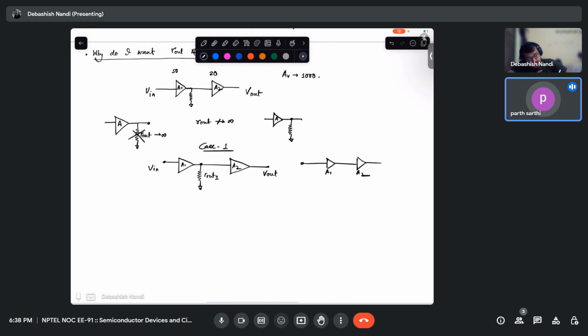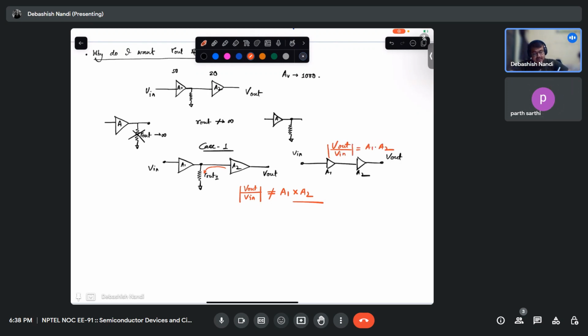If R out is there, then a path is there to loss. A current will flow in this direction also, right? Yes, sir. That will reduce my overall gain, or V out by V in will no longer be equal to A1 times A2. In this case, V out over V in is equal to A1 times A2. In this case, it is not, because a part of the current is flowing in this direction.